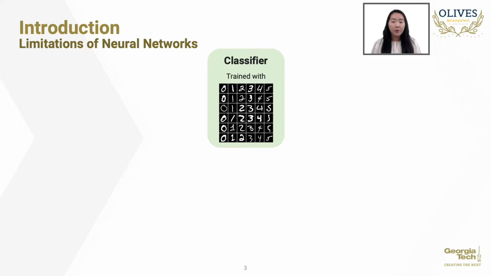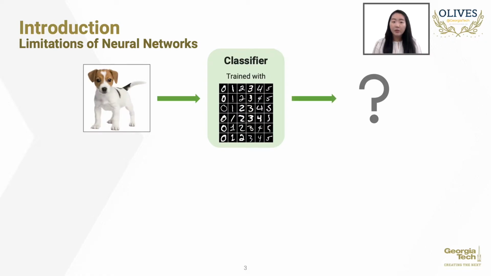Neural networks are prone to failure when deployed in real-world environments that are different from training conditions. So for example, let's say a classifier is trained with handwritten digit images of 0 through 5. But if the classifier is given an image of a dog, the prediction from this classifier will not be reliable because it will still predict it as one of the digits.